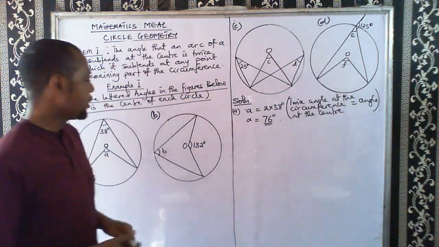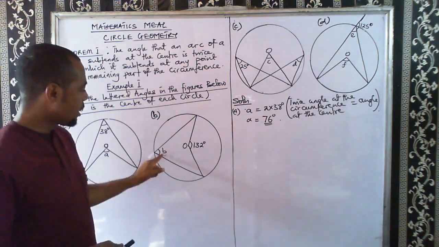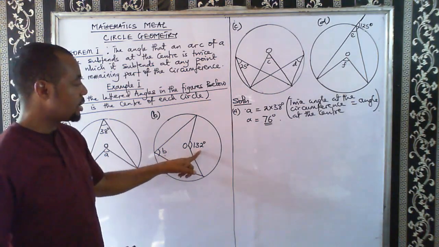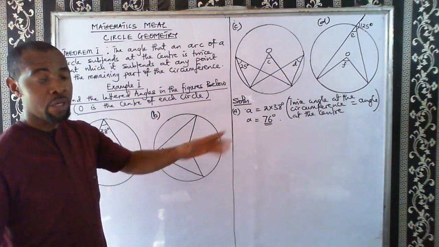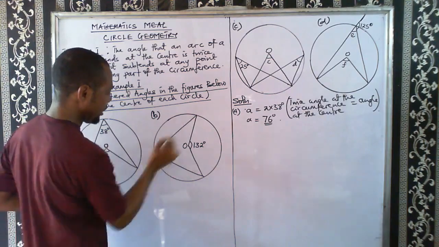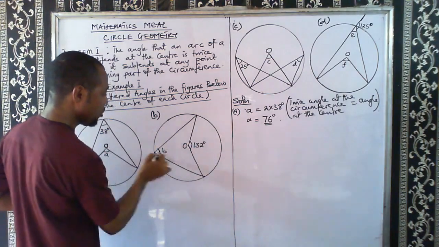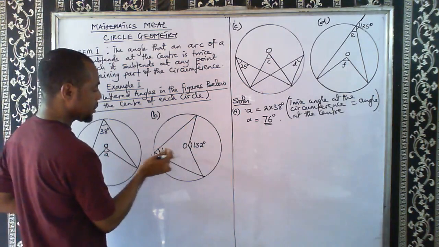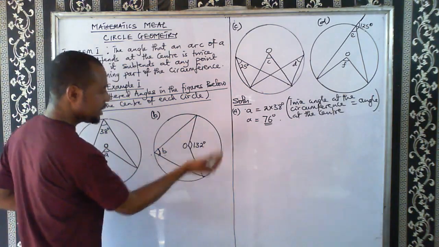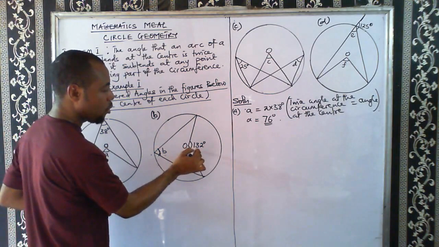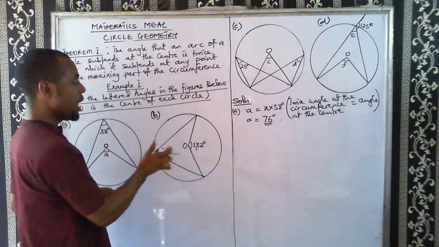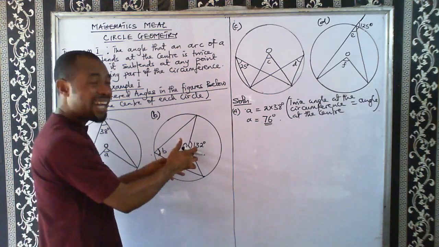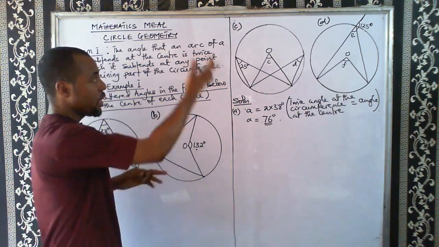Now this is another circle. This is the angle at the circumference, and this one is the angle at the center. Let's check whether they originated from the same arc. Look at the lines that form the angle, and look at the arc. The arc that subtended angle B at the circumference is the same arc that subtended angle 132 at the center. So we apply this theory.